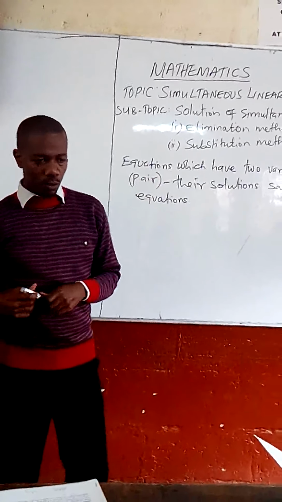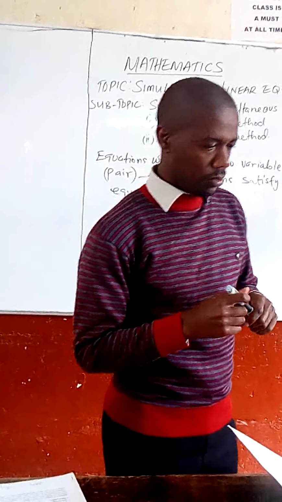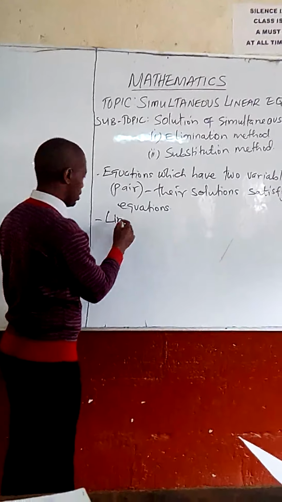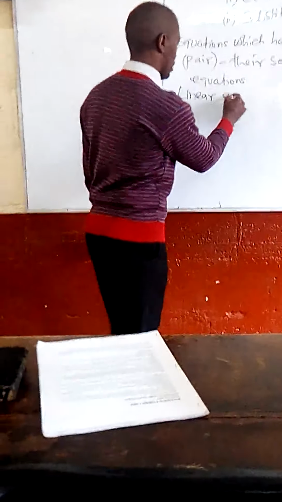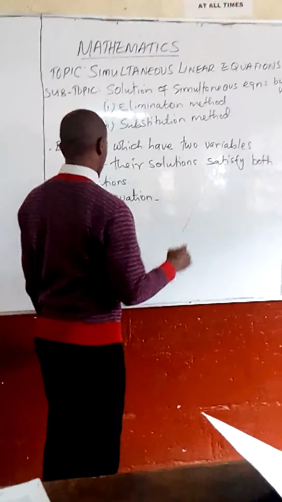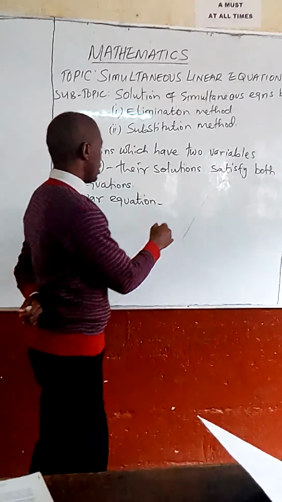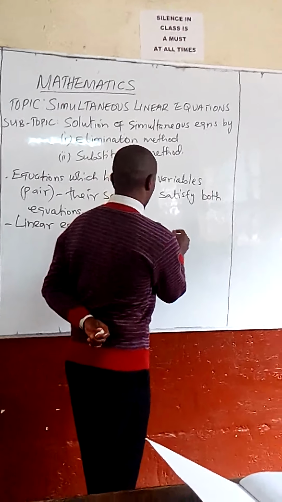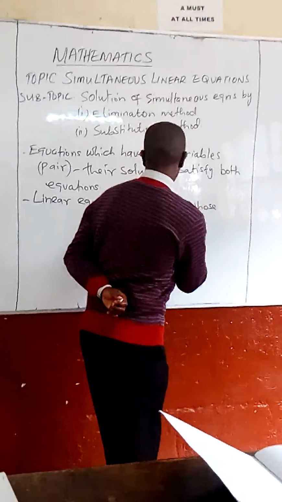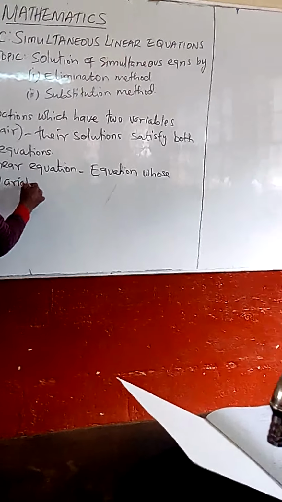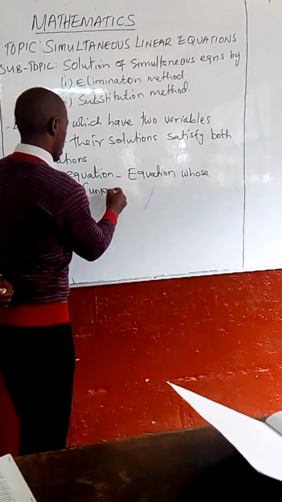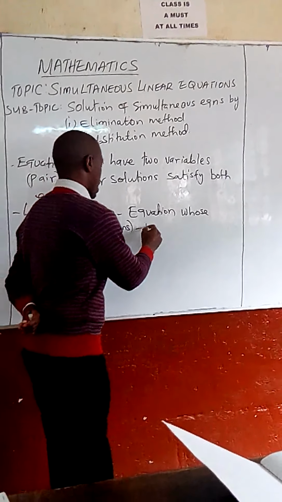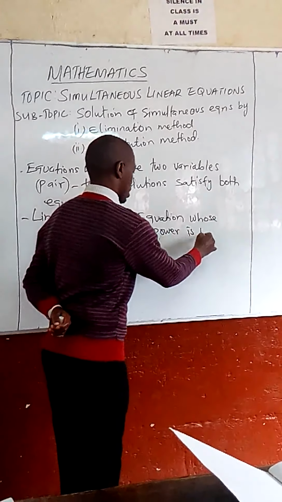And we can have an example of a linear equation. But before I give you the example, it is good to know what a linear equation is. A linear equation is an equation whose variables or unknowns are raised to power 1, or their power is 1.